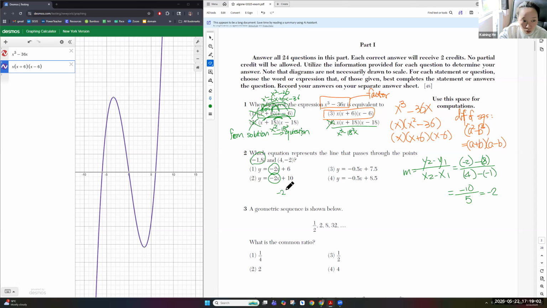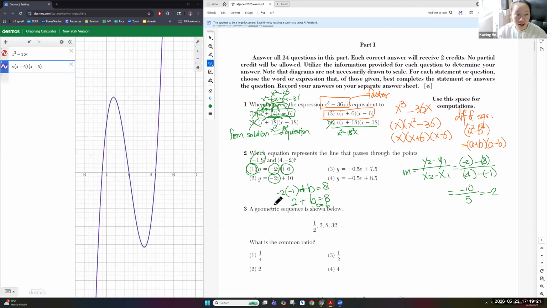If I have -2 times -1, and then I'm going to add some number, which is the letter b, it will equal 8. So I have 2 plus something equals 8. So that means my b has to be equal to 6, which is right here. So that's how my answer choice is number 1.